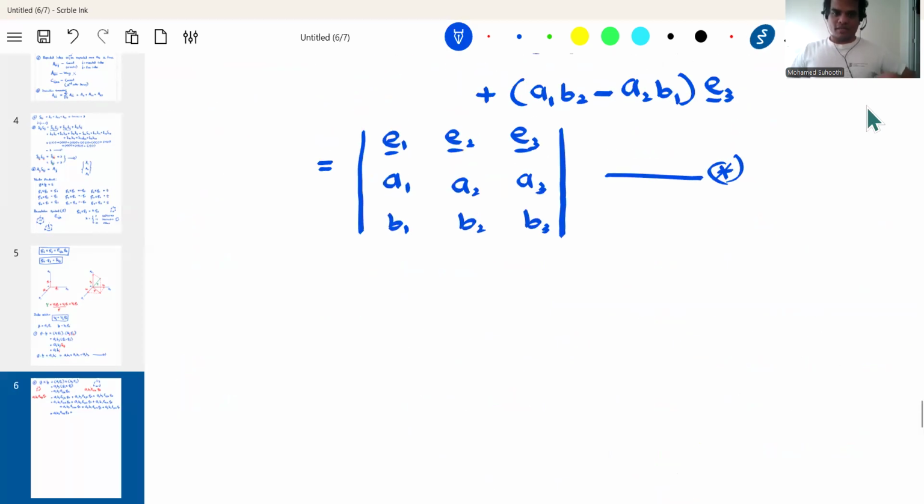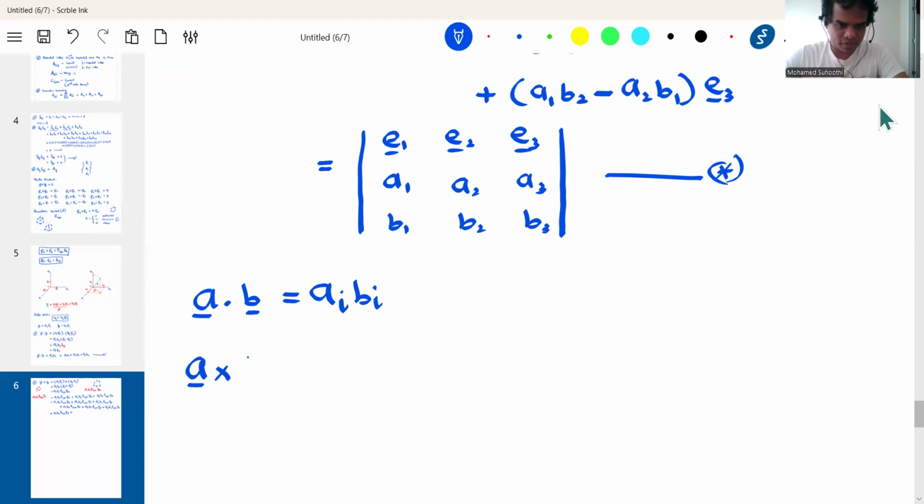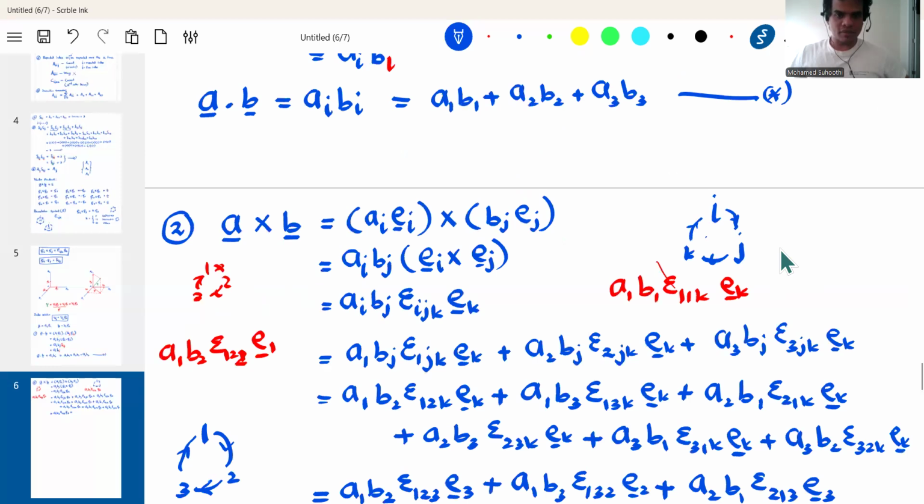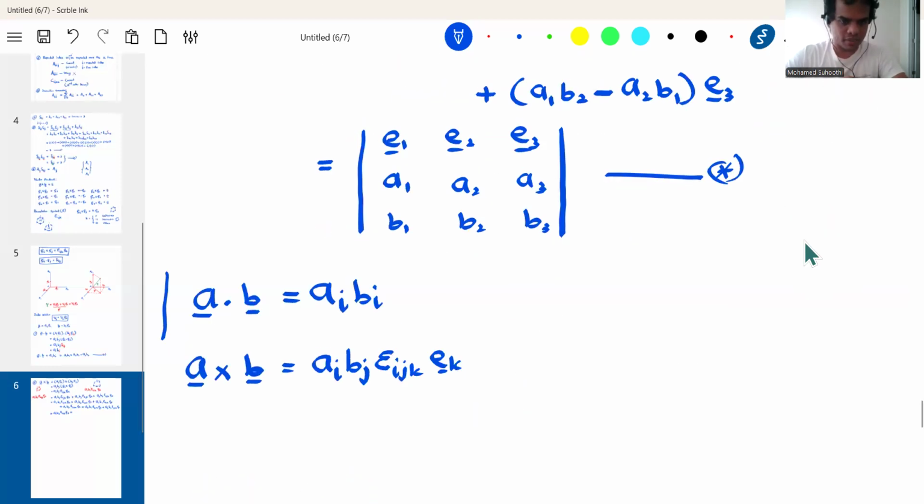Okay, right. So in this video, we discussed two things, right? One is the dot product between these two vectors, it is actually A_i B_i. Then the cross product between two vectors, actually A_i, B_j, epsilon_ijk, E_k, right? Okay, yeah. So these two only we discussed here, right? So very important conclusions.